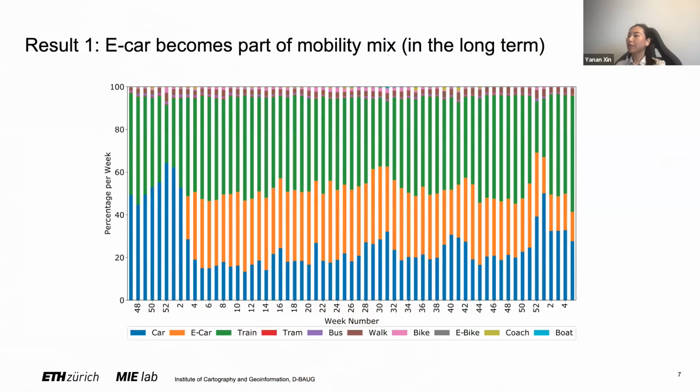Here are some major results from the study. This figure shows the mode split of users in the Green Class ecar pilot study. The share of ecar is represented in orange. After introducing ecar in week 4, the ecar option becomes an important component of the mobility mix. ecar mainly replaces regular car and is combined with the train and other public transport.